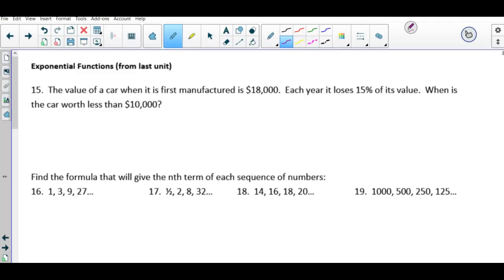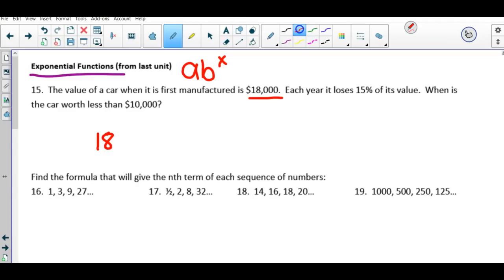Number 15, we have exponential functions. This is going back to last unit. We're going to have another question or two on this test from that unit. Exponential functions are ab to the power of x. In this problem, a is our starting amount. The car started out 18,000. I'm going to use just plain 18.